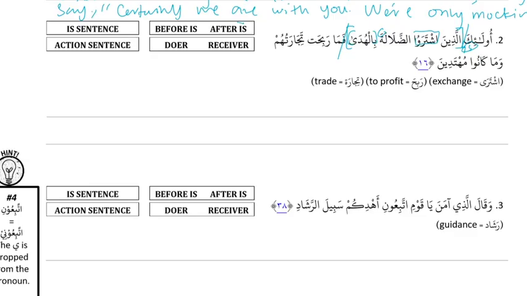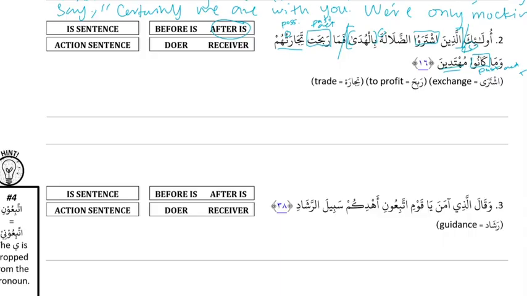So الذين اشتروا الضلالة بالهدى is the after is. Okay, and then ما ربحت تجارتهم. So this is an action sentence. ربحت is action, past active. And تجارة is general, hum is specific. And that's the end of that sentence. And so تجارتهم is doer, and it's possessive. And then وما كانوا مهتدين, this is a new sentence. كانوا is past active they. And then مهتدين is receiver because of the ina label. We have our doer, and then muhtadeen is our receiver.